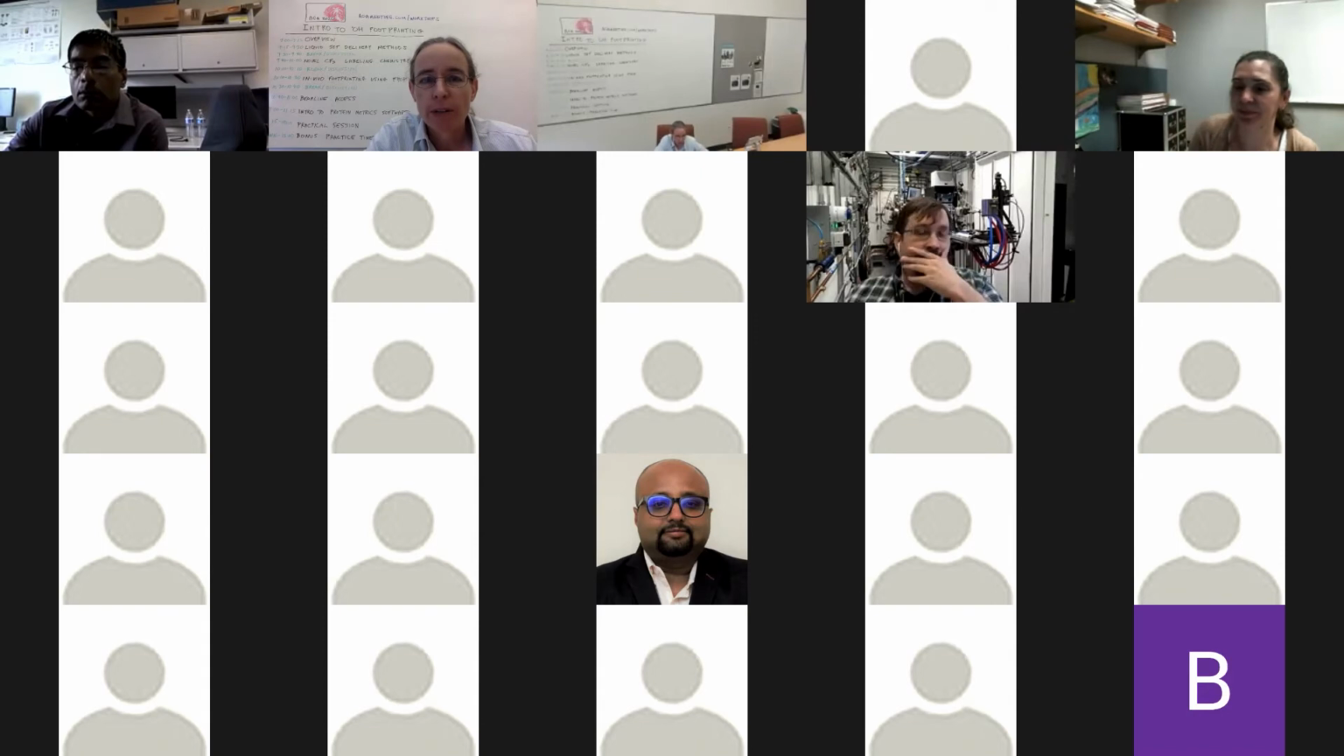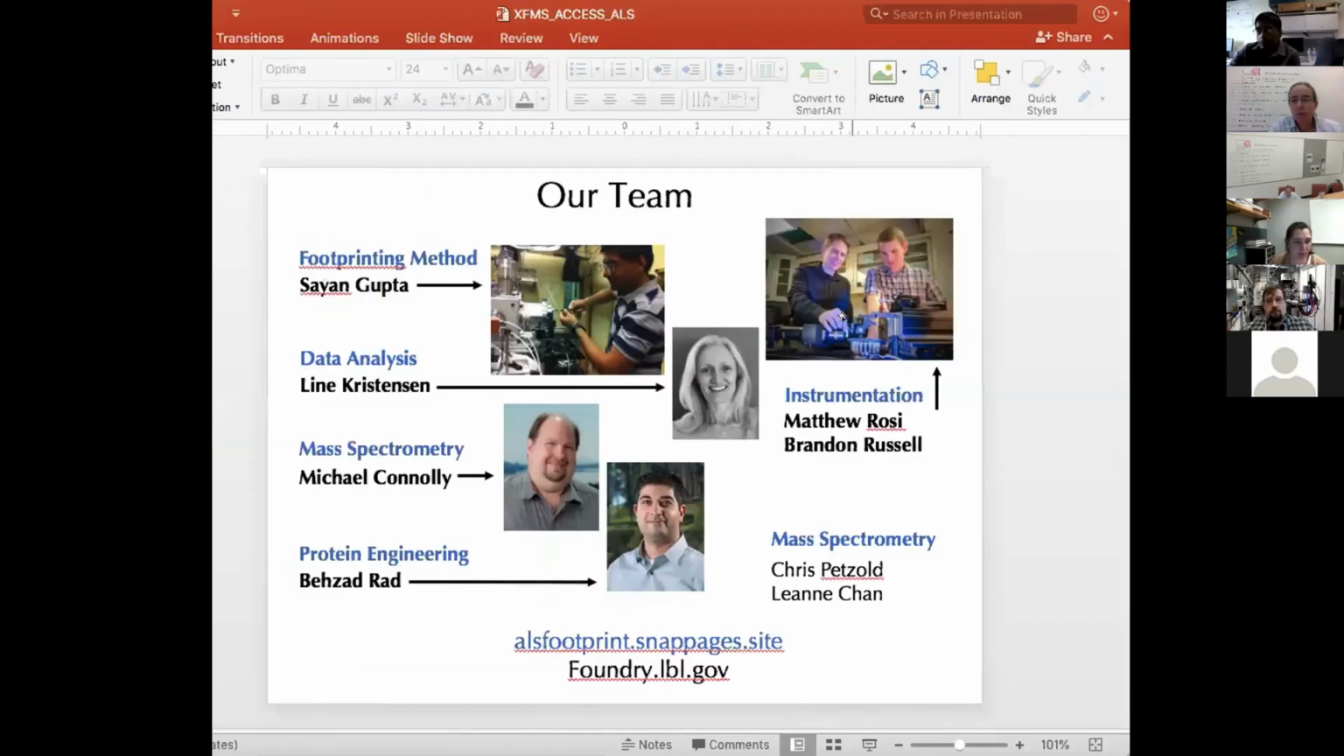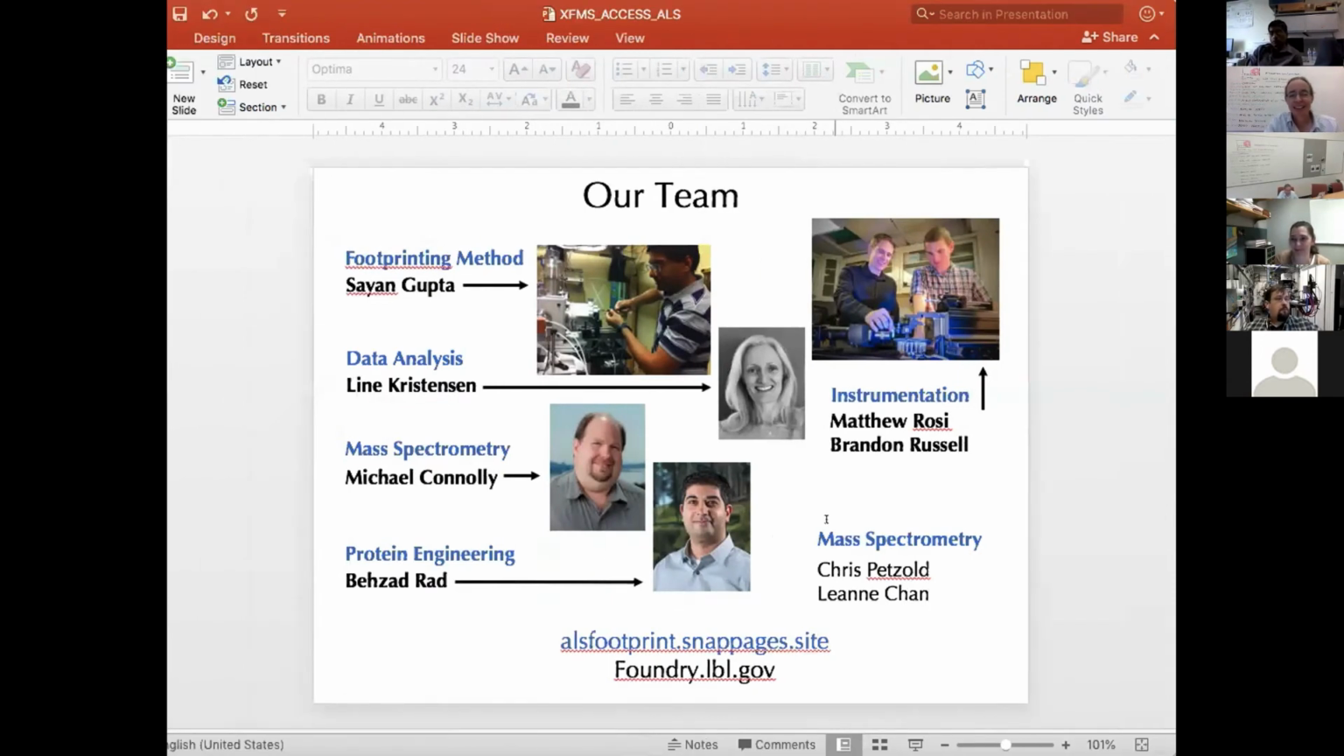What I want to do now is share one slide to tell you how to access the ALS beamline, instead of going through a presentation. We're basically open for business at the ALS. If you want to learn more about what we're doing, you can email us or check out our webpage, alsfootprint.snappages.site, where you have our contact information.